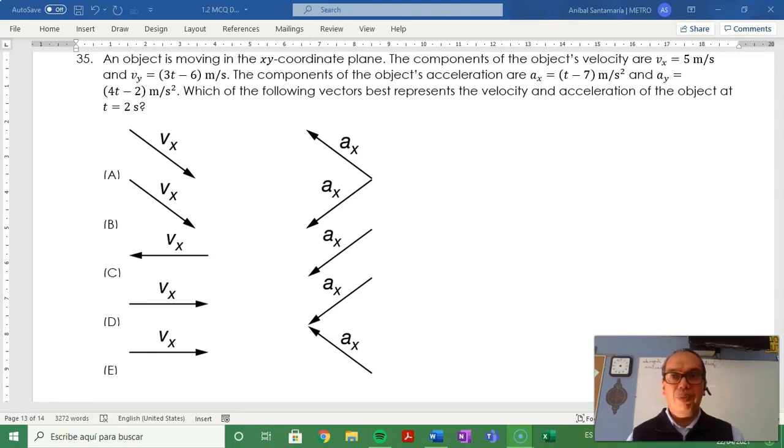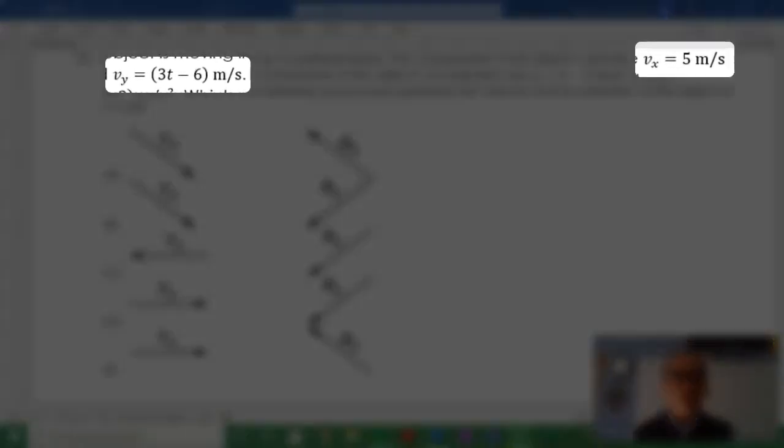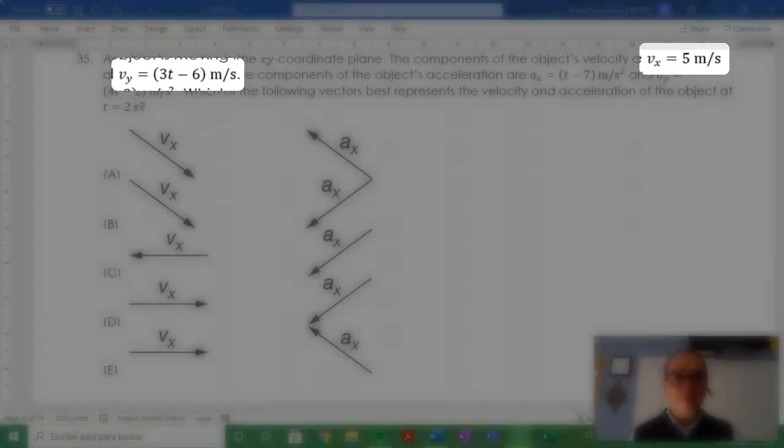35. An object is moving in the xy coordinate plane. The components of the object's velocity are Vx equals 5 meters per second and Vy equals 3t minus 6 meters per second. You can see that the y velocity depends on time.